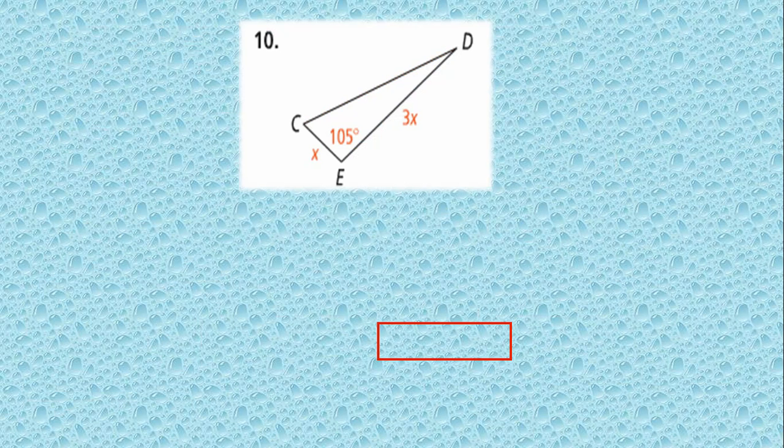Now, angle E is the largest angle, of course, 105. But what is the smallest angle? We have two sides, x and 3x. Of course, opposite to x is the smaller one. Then D is smaller. After D, C. Then E.